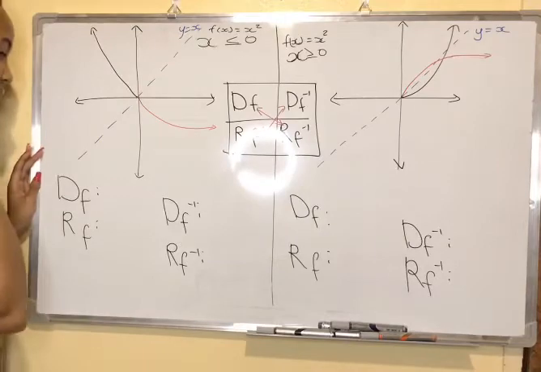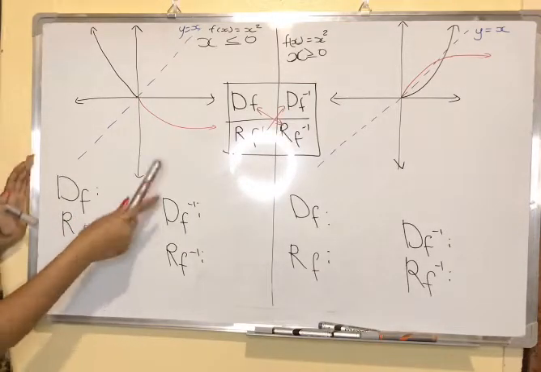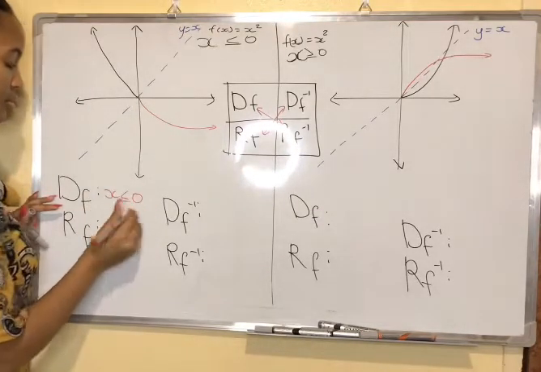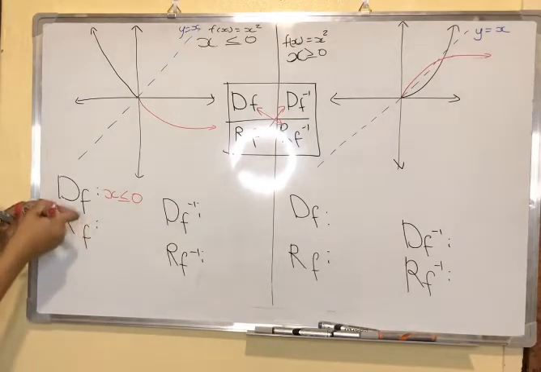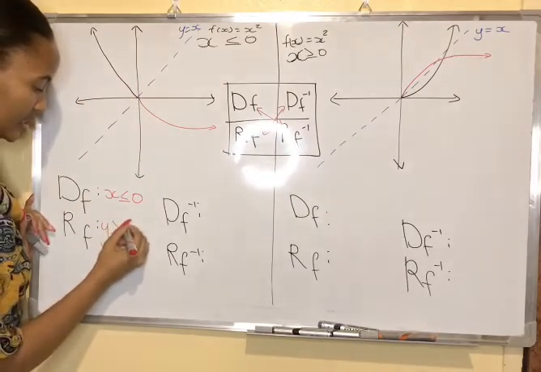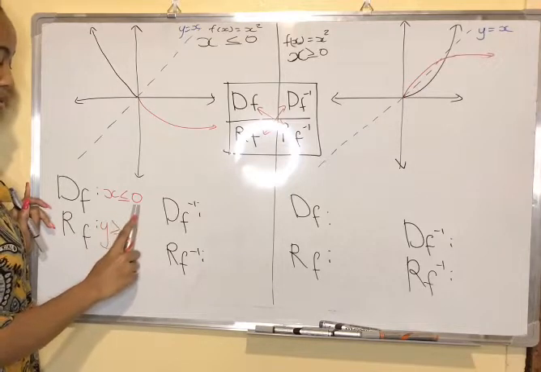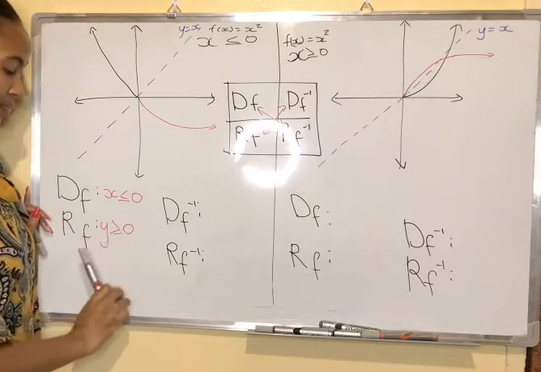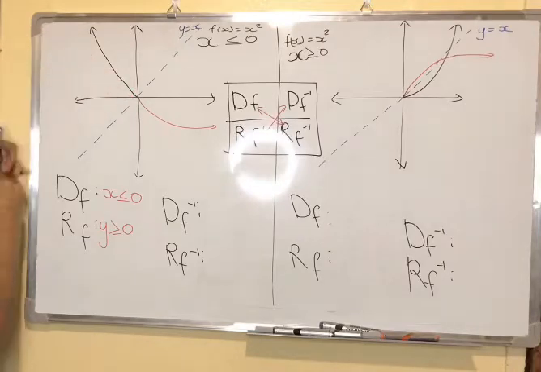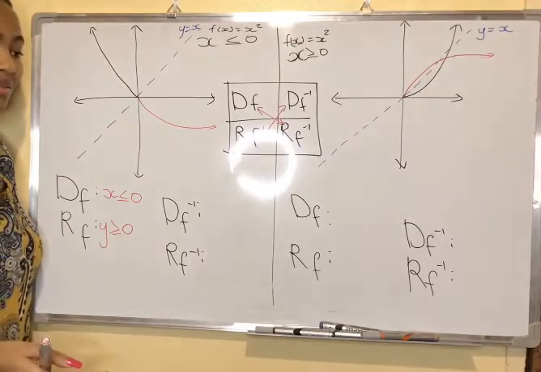Let's start first with, I'm going to try to use two different colors. The domain of this graph is x is smaller or equals to 0, and our range is obviously going to be y is greater than 0. Now this graph is x is smaller or equals to 0, and our range is y is greater or equals to 0. Why? Because our graph starts here, and we don't have a part of our original graph below 0, so we cannot say y is an element of real numbers.